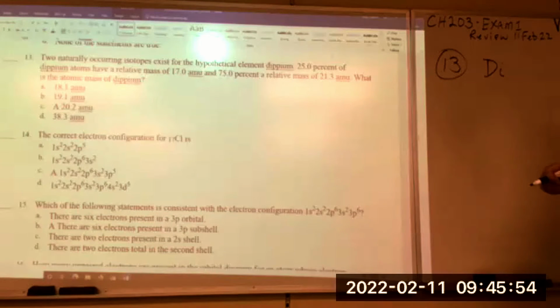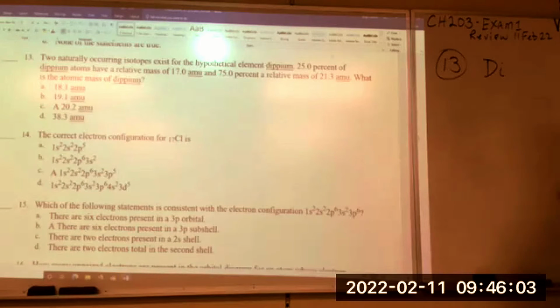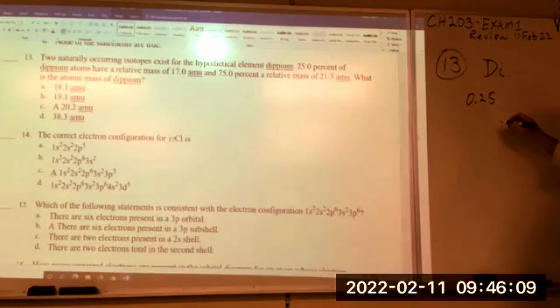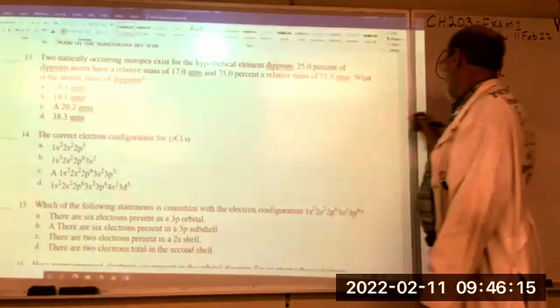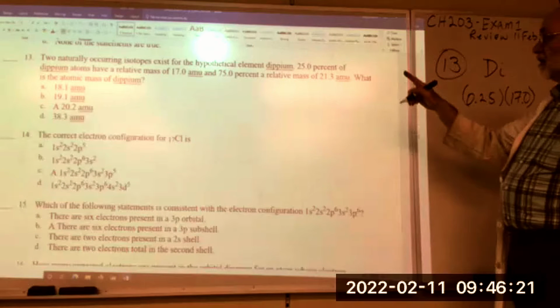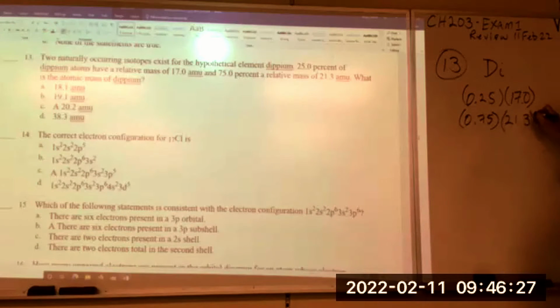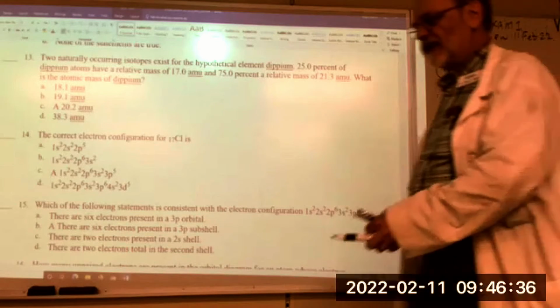So you remember how to calculate the weighted average atomic mass for an element. It's like doing your GPA. We know that 25%, 0.25, is this one, 17 atomic mass units. And then the other one is 75% times 21.3. So we just need to multiply this one, multiply that one, and add them together. Yeah, I guess I better do that.